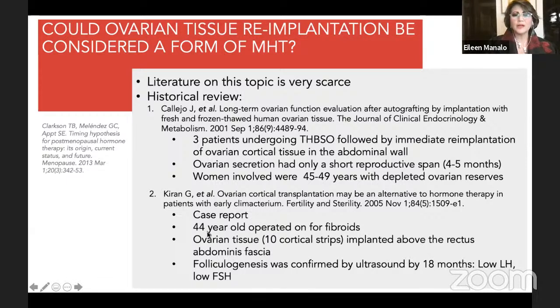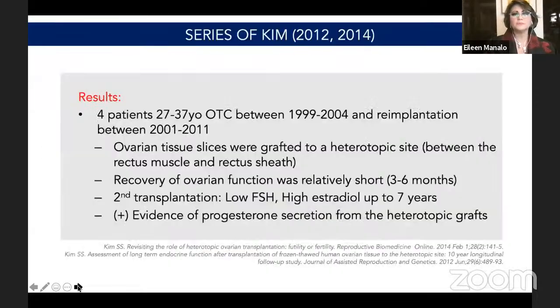In 2005, we have Kiran reporting on a 44-year-old who was operated on for fibroids. This patient also had her ovarian tissue in the form of 10 cortical strips implanted back into the rectus abdominis, just above the Pfannenstiel incision. And 18 months later, you see evidence of ovarian function. There was folliculogenesis and there was normalization of ovarian hormones.